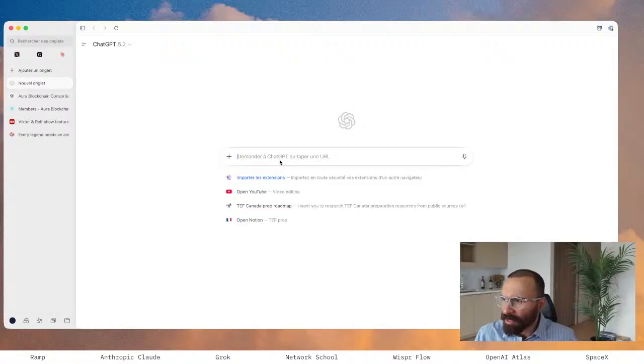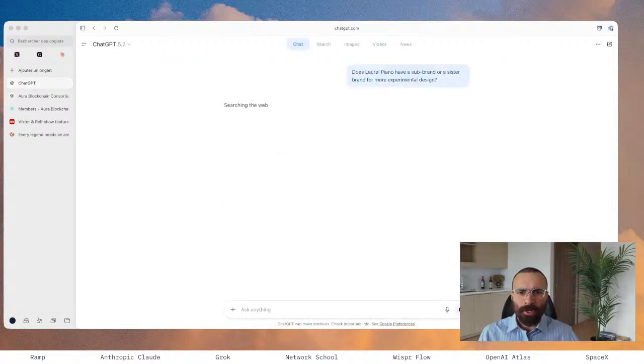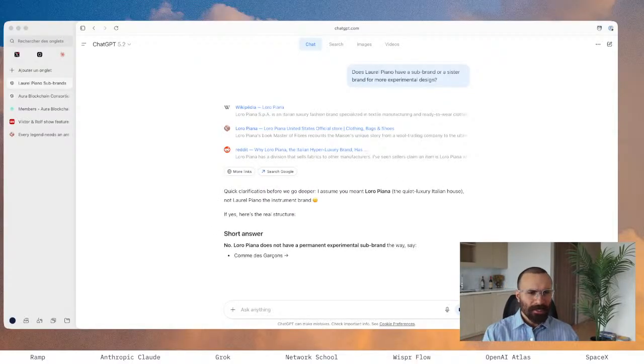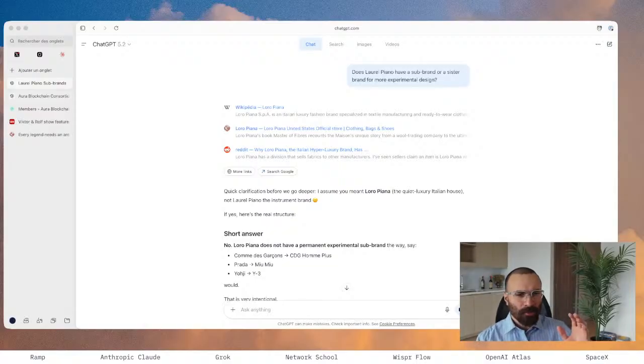Does Loro Piana have a sub brand or a sister brand for more experimental design? Because even Arc'teryx has this entire brand called Veilance. And what is Veilance? Veilance is basically a brand where they are experimenting. They're going out of their Arc'teryx, which is more adventurous, like technical wear. They're moving away from technical wear to using their technical wear to enter into more formal wear. So it's beautiful, because you don't have this kind of formal wear anywhere.